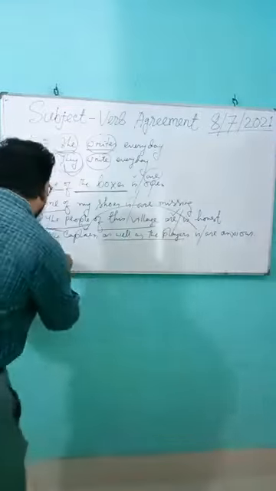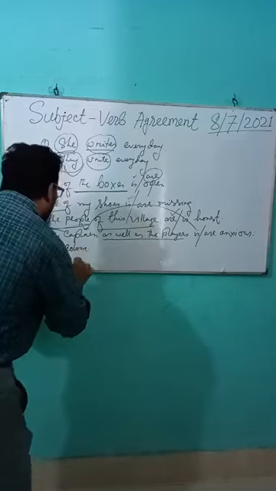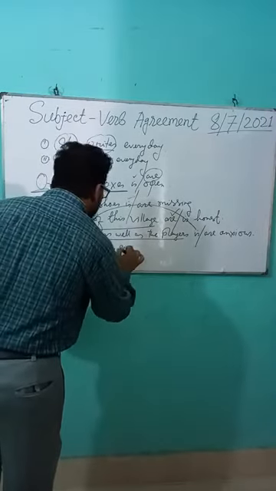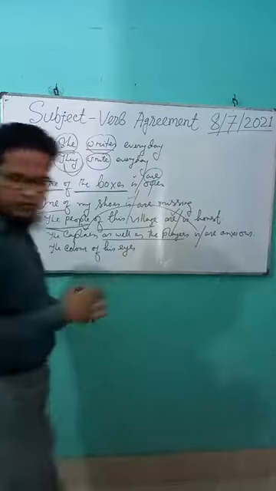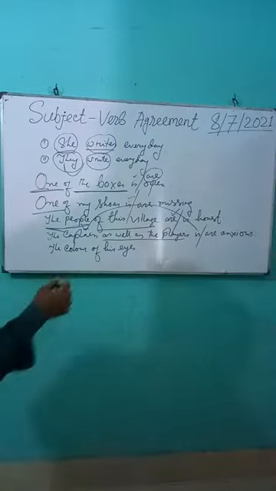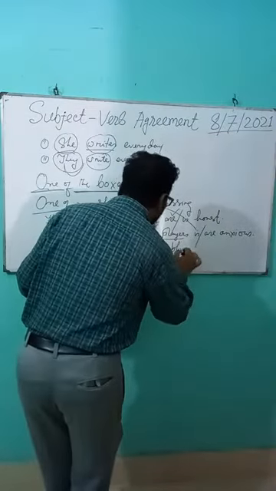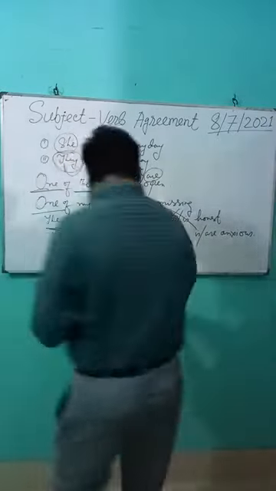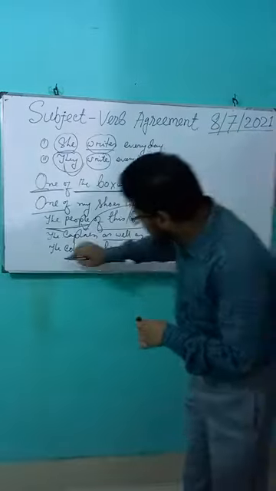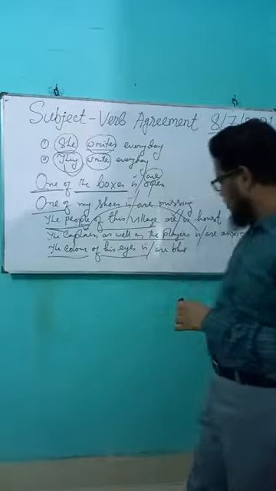Again, the color of his eyes, is or are blue? Have a look. The color of his eyes is or are blue. So here the color is the subject of this sentence, and that is the noun phrase: the color of his eyes.